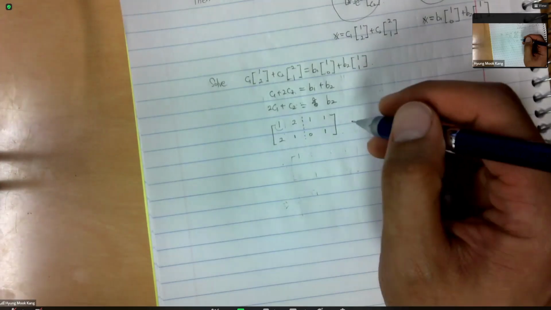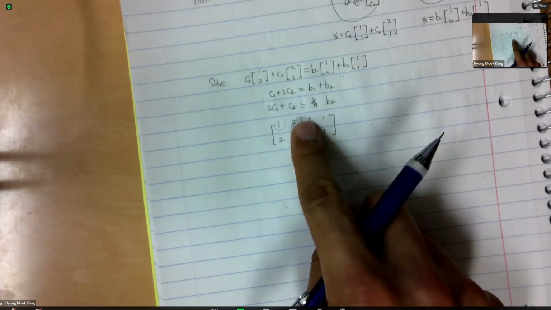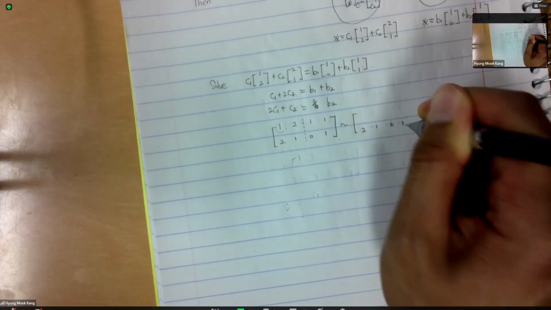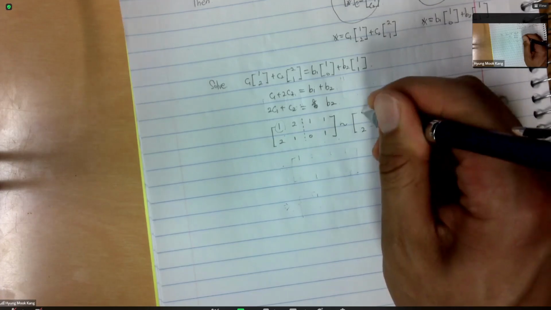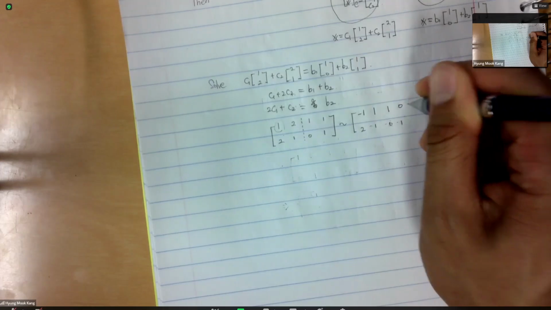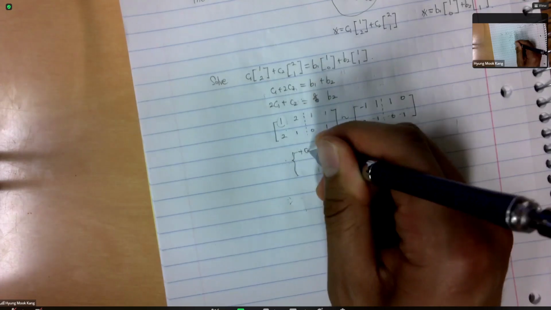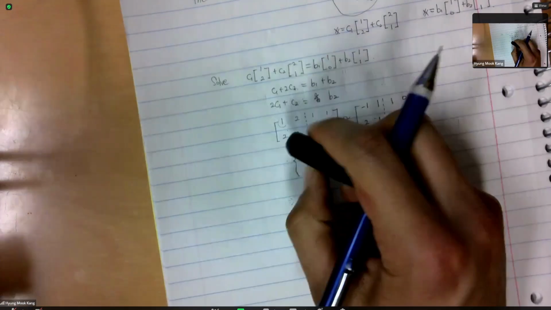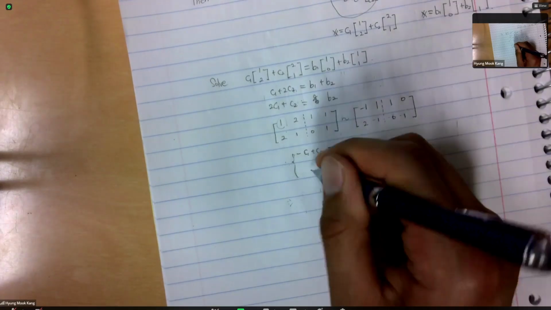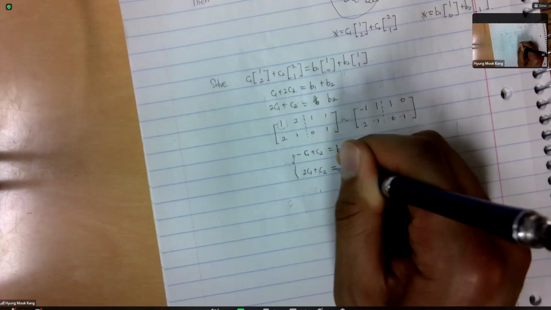So the right hand side is very easy, right? All we have to do is eliminate this one here, and the second row as it is. But subtract the first row, then 1 minus 2, -1, 2 minus 1 is 1, 1 minus 0 is 1, and it's 0. So this means that -C1 plus C2, I'm going to erase this to avoid confusion. All right, there we go. -C1 plus C2 equals B1, and 2C1 plus C2 equals B2.